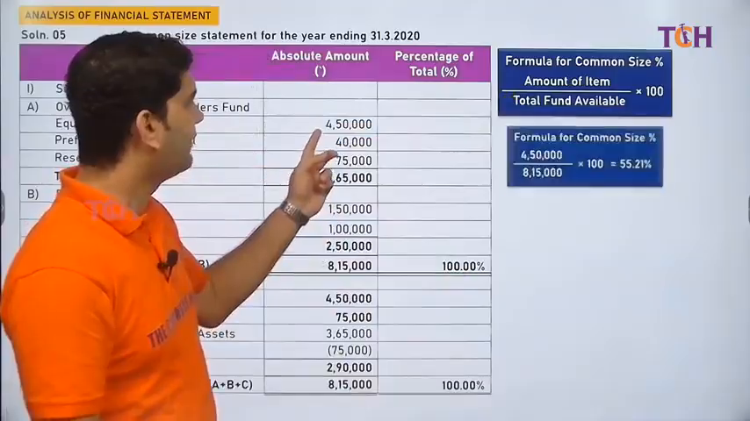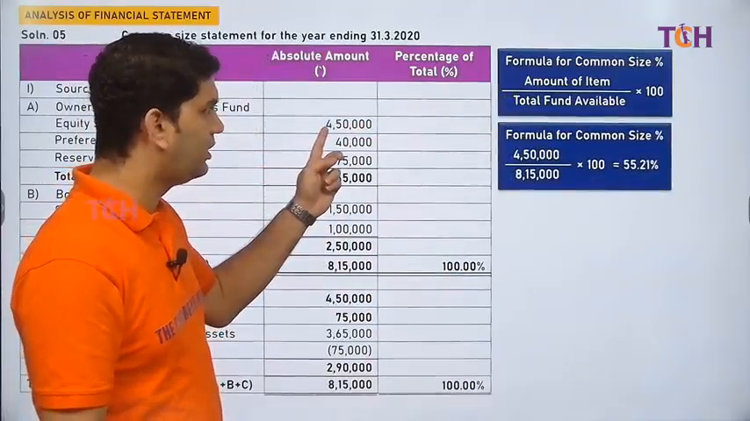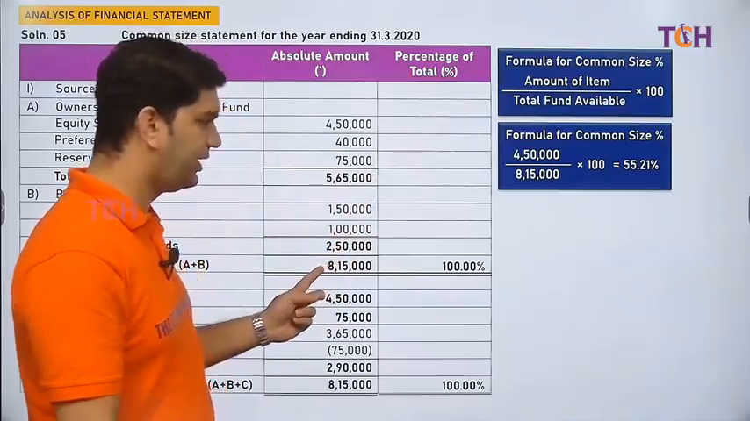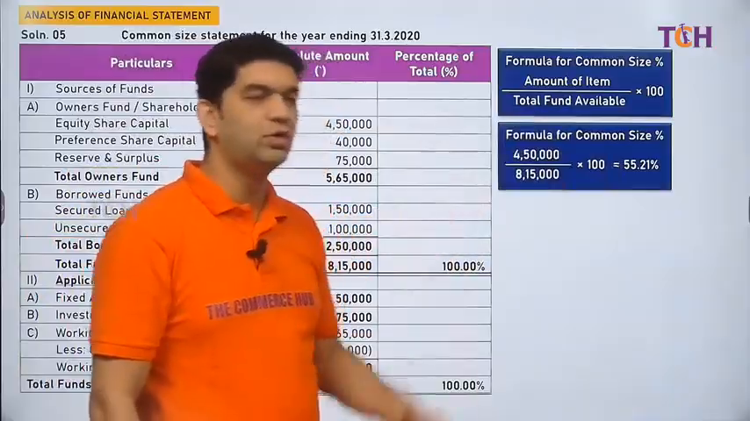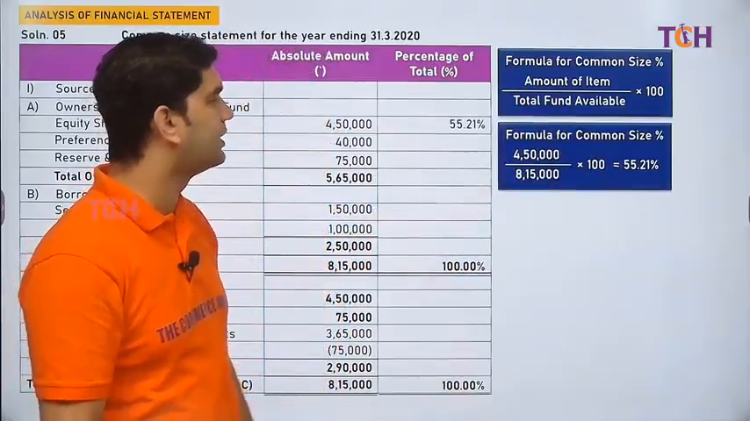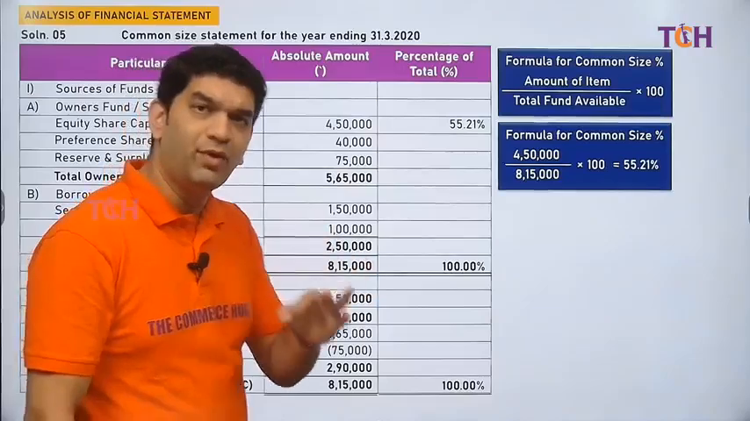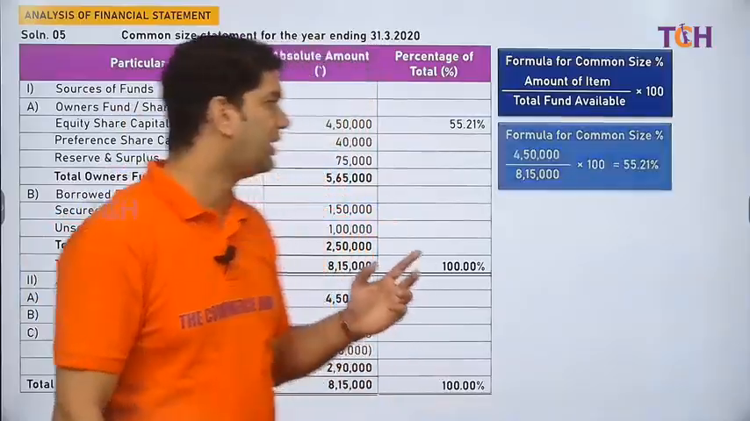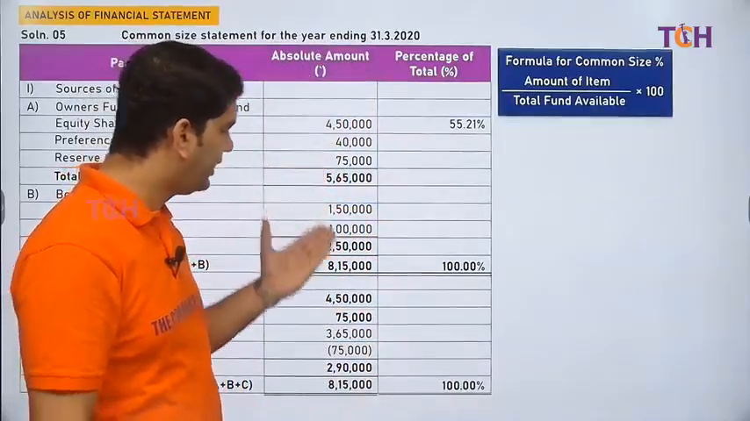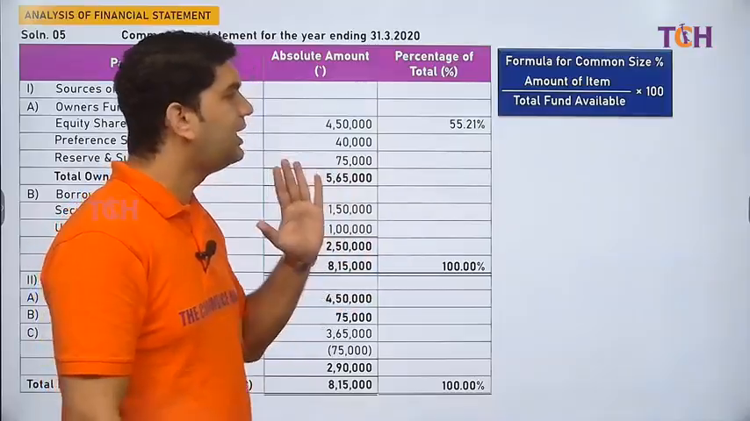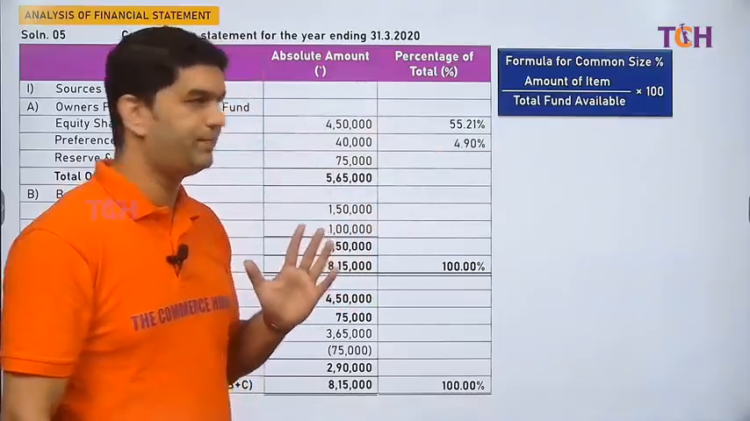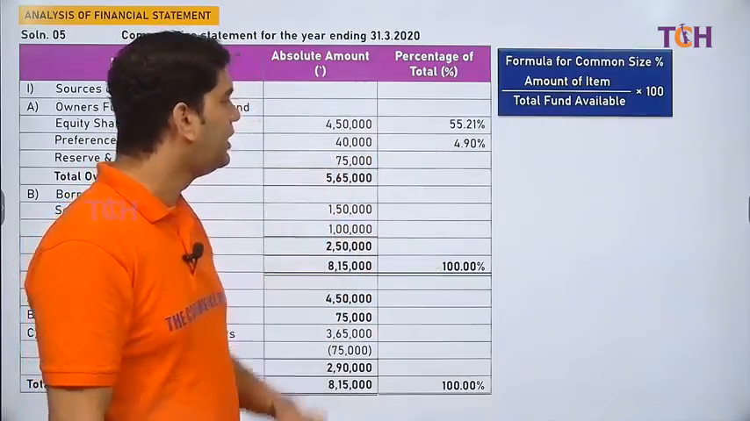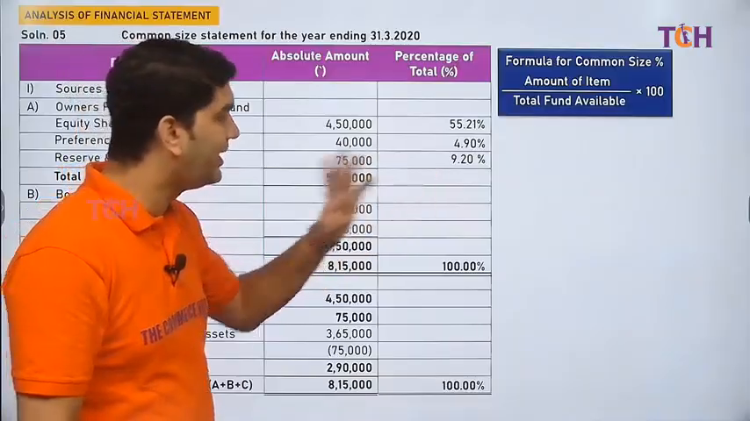Look at it now. 4,50,000 amount of item divided by 8,15,000, that is total funds available, into 100. That comes to 55.21%. Have you got this? Now accordingly, we will calculate the percentage of each and every amount. Look at it now. 40,000 divided by 8,15,000 into 100 will give you 4.9%. 75,000 divided by 8,15,000 into 100 will give you 9.20%.